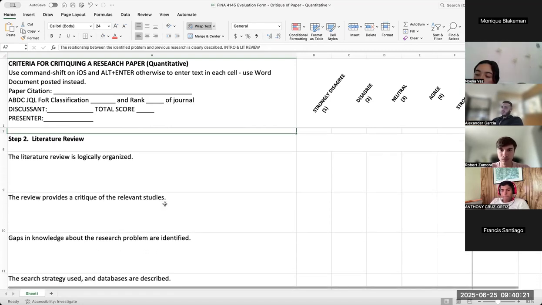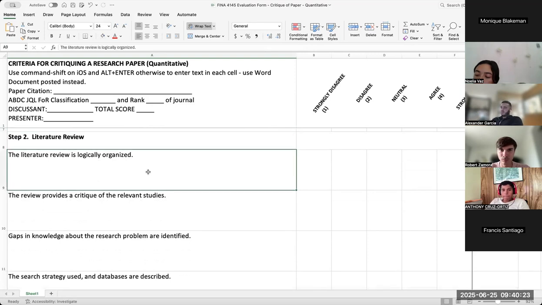So here, let's talk about the lit review more in detail. The lit review should be logically organized. I mean, this is all about the literature review, this portion.